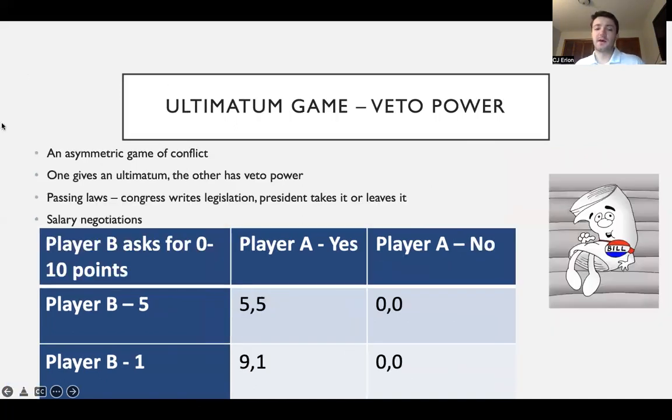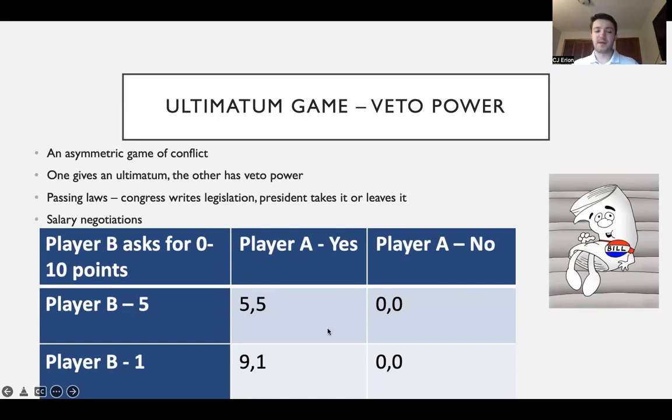Additionally, there's this ultimatum game. So we've talked about 2 symmetric examples. This is an example of asymmetric power. In this, one individual gives an ultimatum and the other can either veto it or accept it. And so we can think of it in terms of player B can give the ultimatum and player A either accepts it or vetoes it.